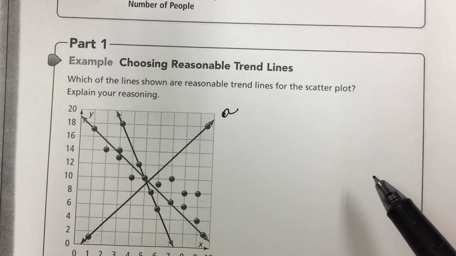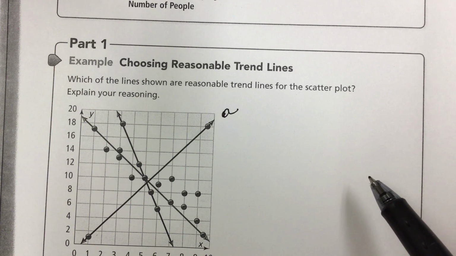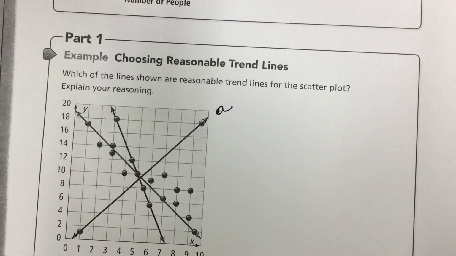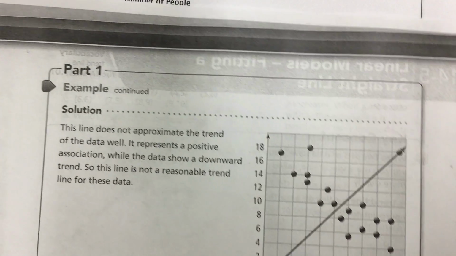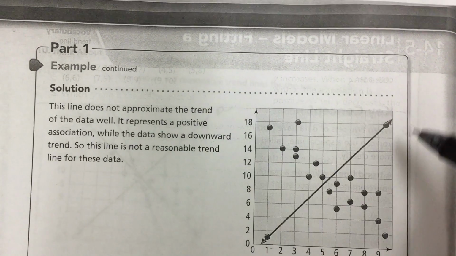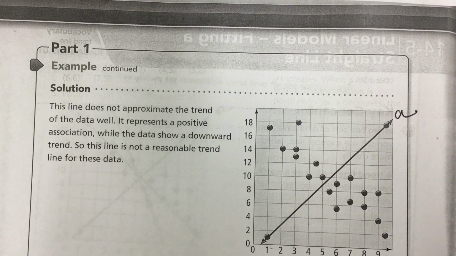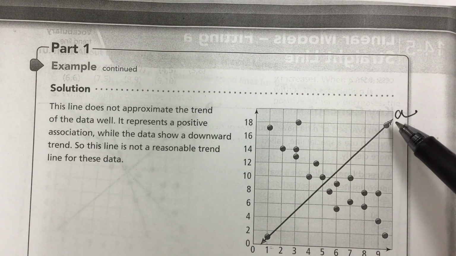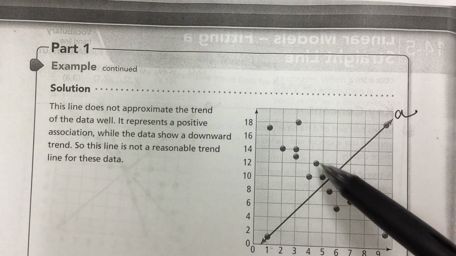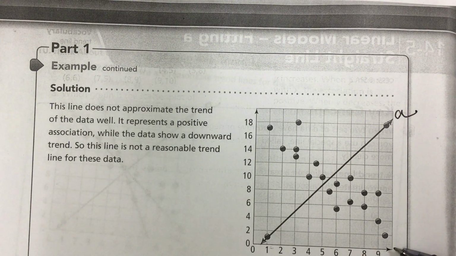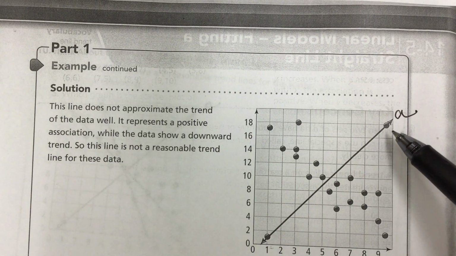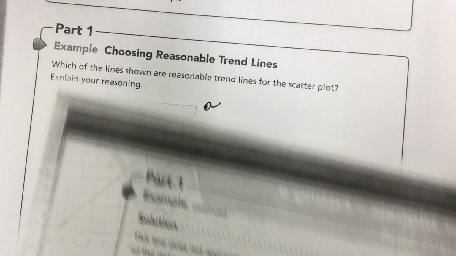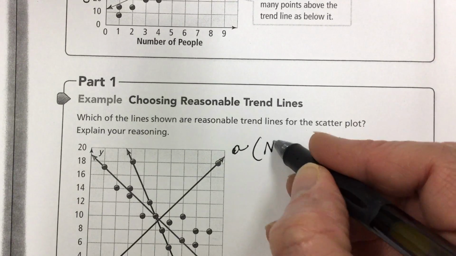It represents a positive association, while the data shows a downward trend. So this line is not a reasonable trend line for these data. So here you can see just the line A that I was talking about. Line A represents a positive association, while this data is going downward, showing a downward trend. So this line is not a reasonable trend line. So A is definitely no.